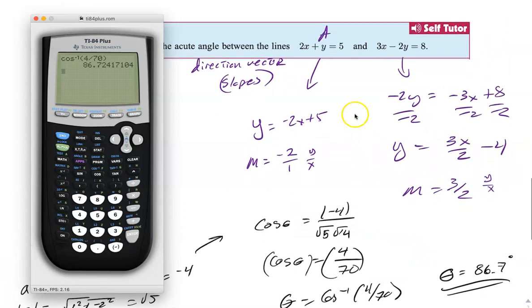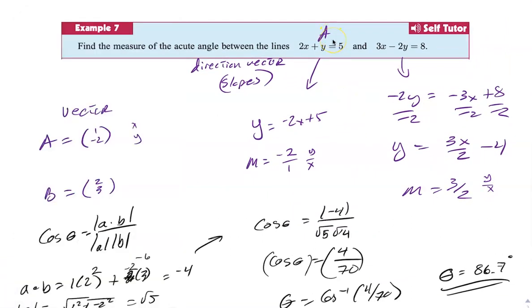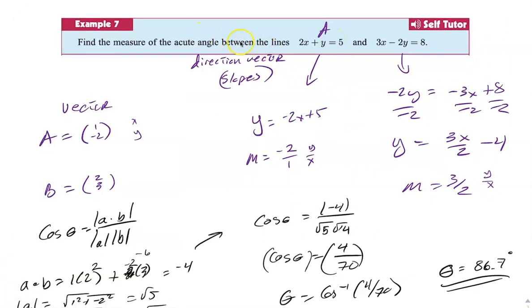But yeah, so that's the idea when you have lines. How do you turn lines into vectors? Well, in this case, I just cared about the angle between them, so all I really wanted was a direction vector. So you find the slope, y equals -2x plus 5. Rewrite it. Remember, slopes are in y over x, but my direction vector is in x over y, so you have to flip it, and that's your direction vector.